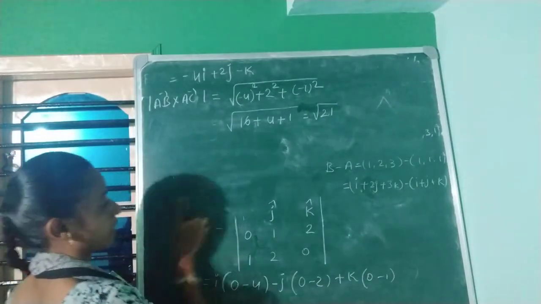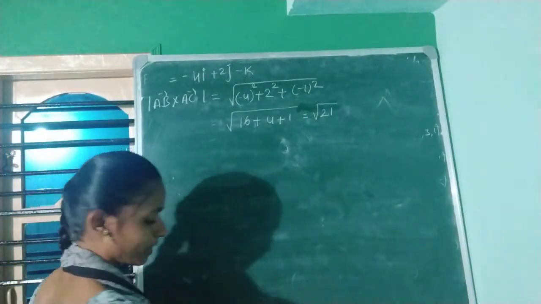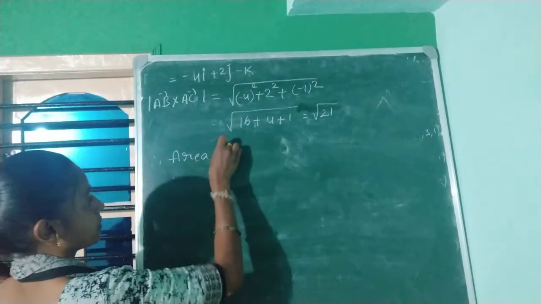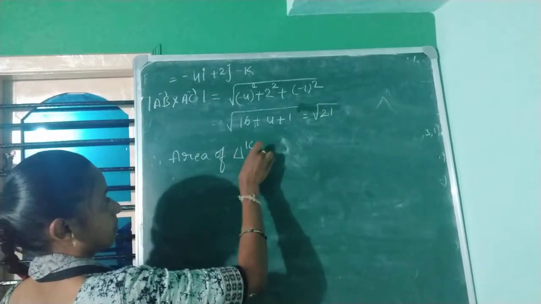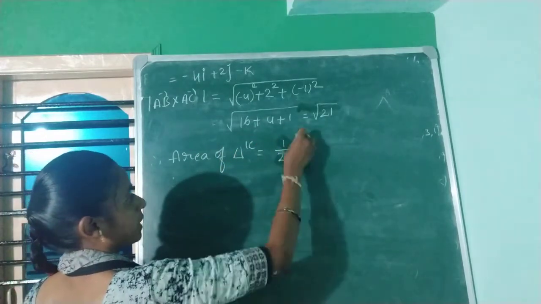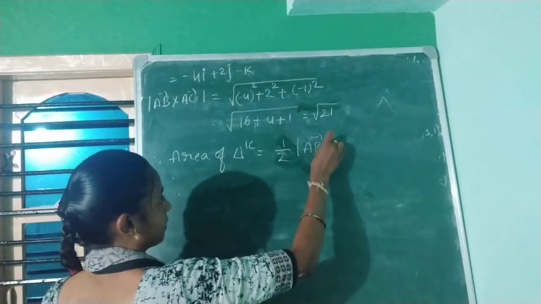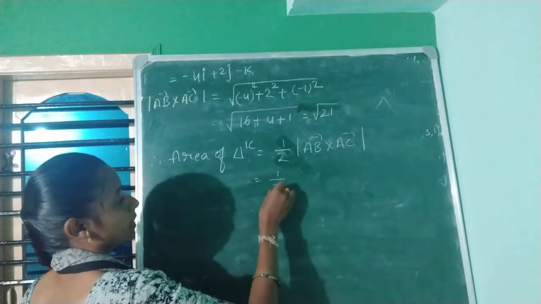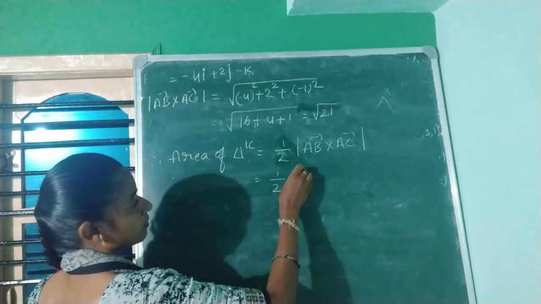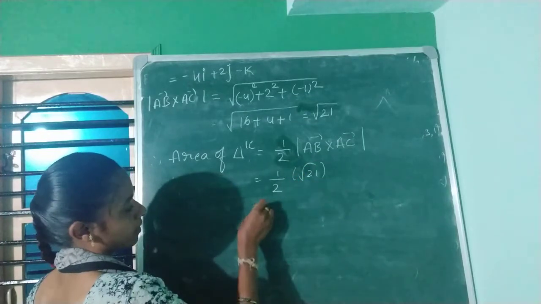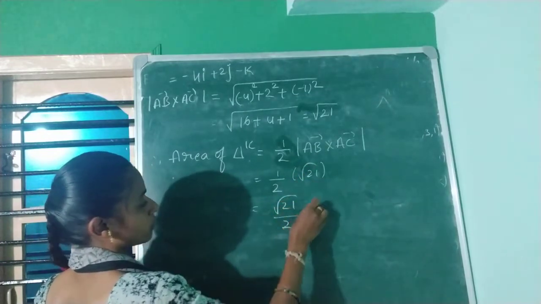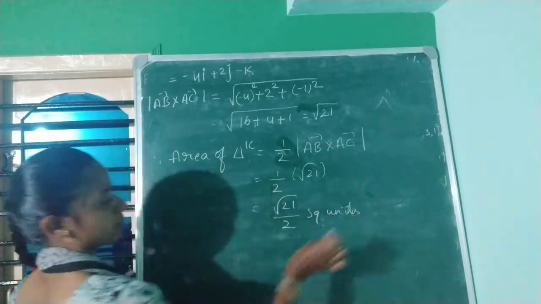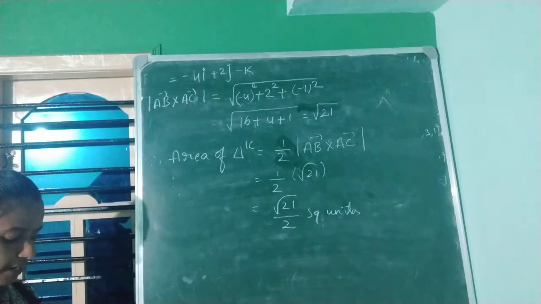Now we can write, hence the required area of a triangle is, therefore, area of a triangle which is equal to 1 divided by 2 magnitude of AB cross AC. Now 1 divided by 2 magnitude of this one, we got it as root 21, or you can write root 21 by 2 square units. So this is what the required area of a triangle.